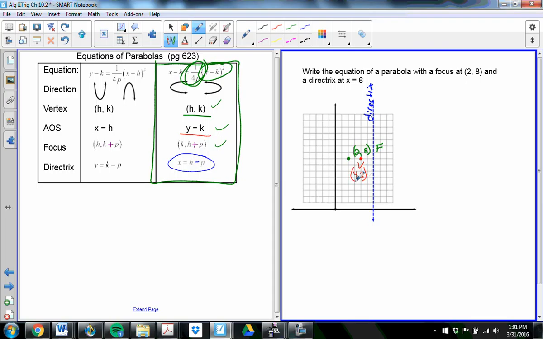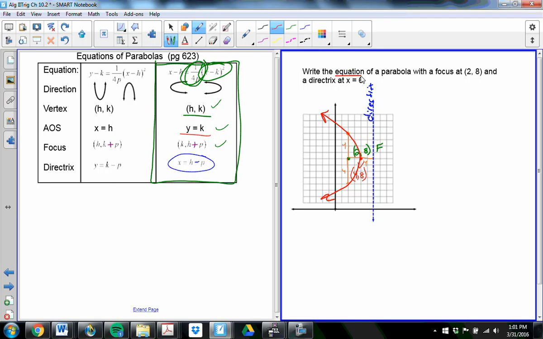And now I can grab that orange line that I drew before to find some more points on this. This distance here was 4. So I'll go up 4, 1, 2, 3, 4, and put a point, and down 4, 1, 2, 3, 4, and put a point. That's 4, and that's 4. And the parabola is going to go like that.